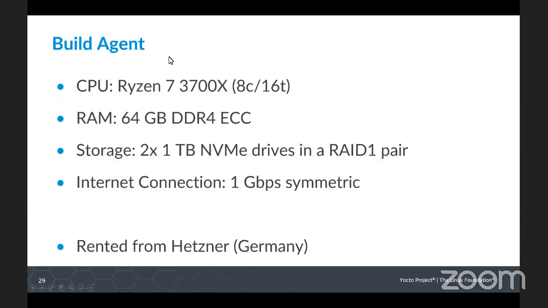Build agent, we rent machines from Hetzner in Germany. This is an 8-core, 16-thread machine, Ryzen 7 CPU, 64 gig of RAM, terabyte of NVMe storage, and a gigabit symmetric internet connection. So this is a rack mount system in a data center somewhere that we never have to put our hands on ourselves. We just pay a monthly fee for it and set up the software on it.